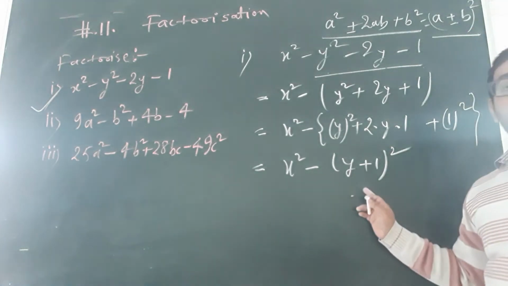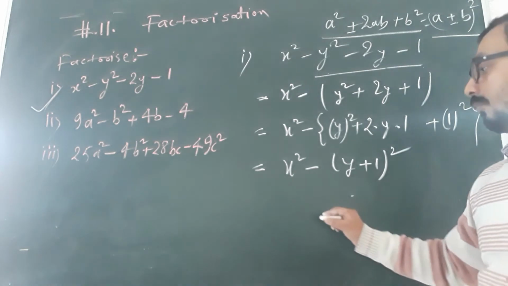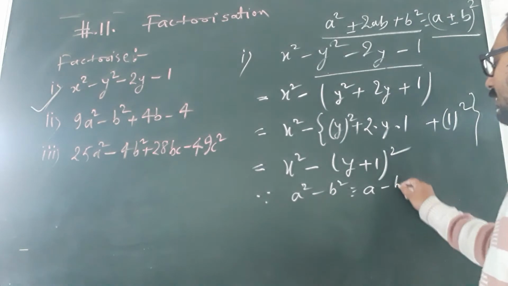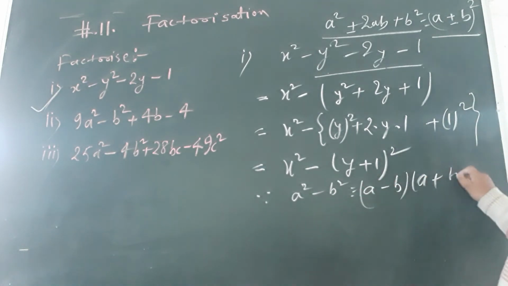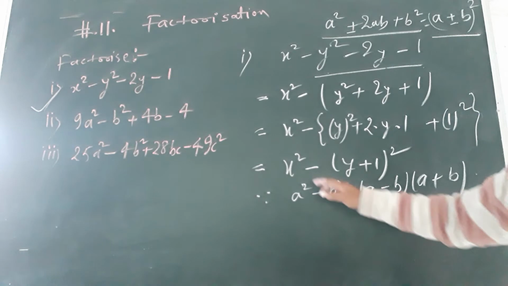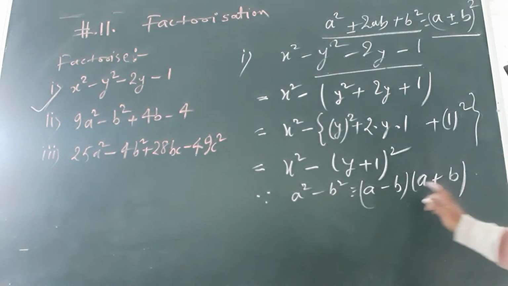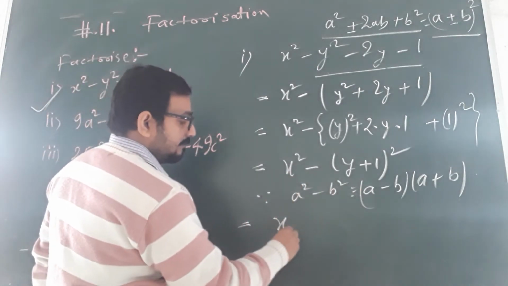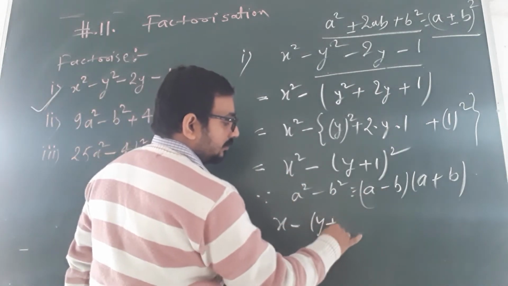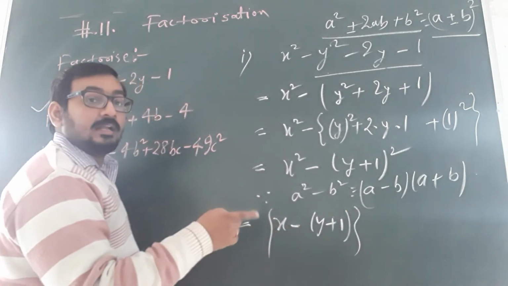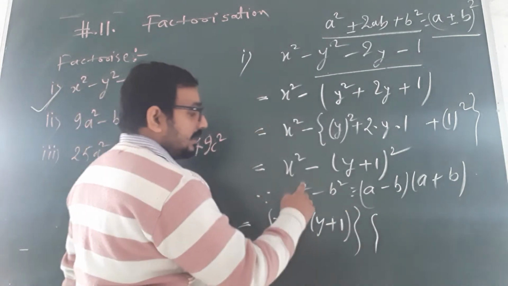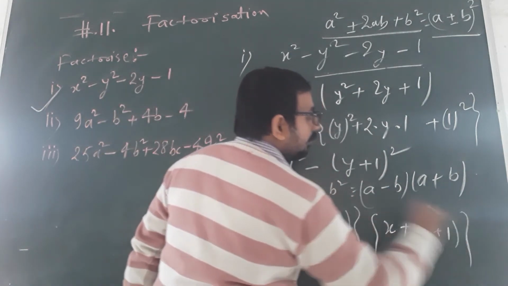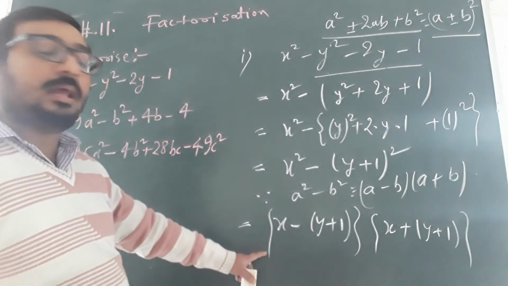Now it is based on the formula of a squared minus b squared. You know the formula of a squared minus b squared: a squared minus b squared gives (a minus b) and (a plus b). Putting these values on the basis of this formula, first a minus b. So a means x, b means y plus 1. After that a plus b using a curly bracket, a means x, plus b means y plus 1. Close the curly bracket. Now remove this curly bracket.